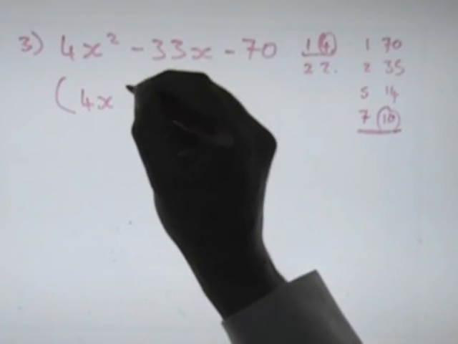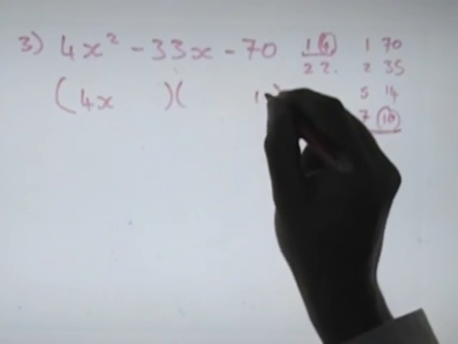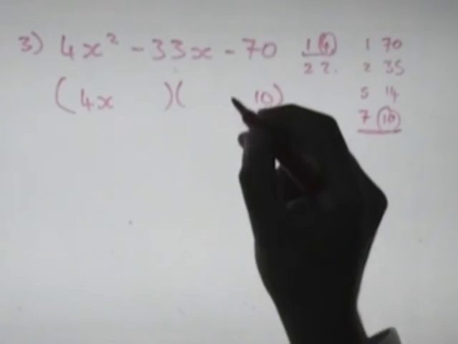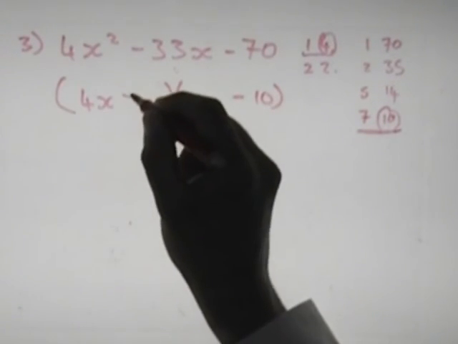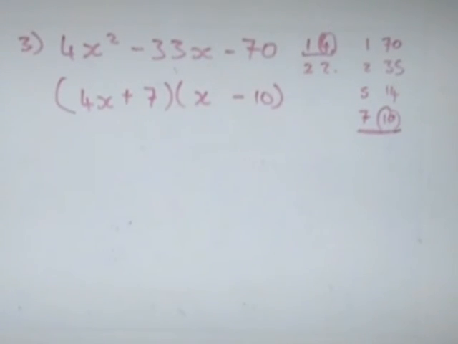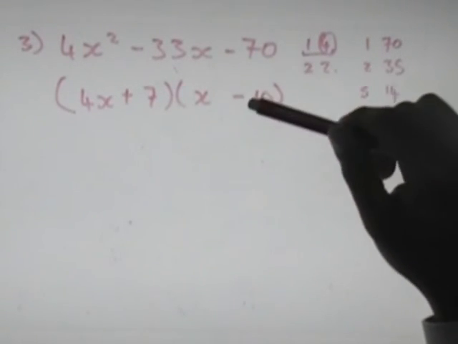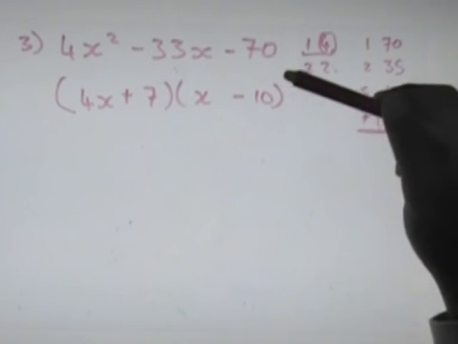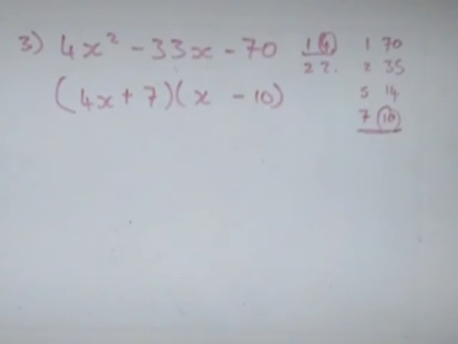So if I put my 4x over here, I'm going to put my 10 at the end. I'm trying to get to negative 40x plus 7x, which will give us negative 33x, plus 7 multiplied by negative 10 is negative 70. An example like this is a difficult one to factorize. You will see in the next tutorial how we can use other things such as the quadratic formula and completing the square to solve for that.